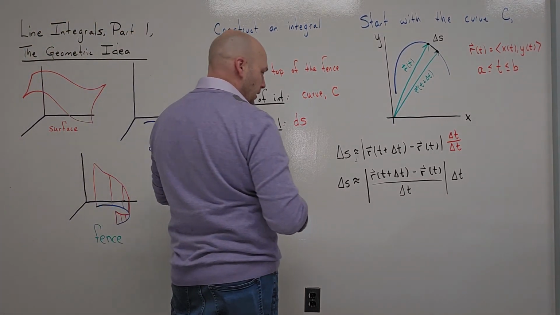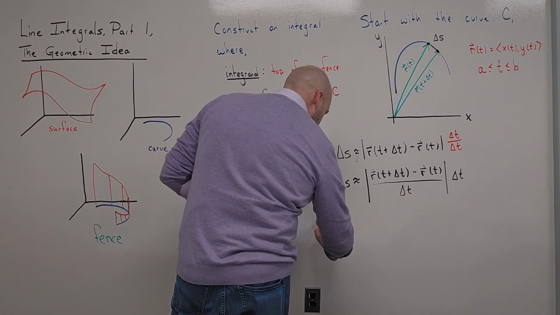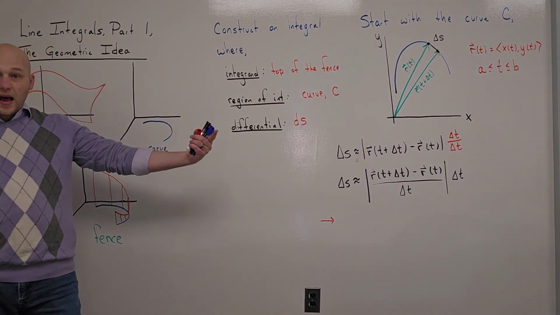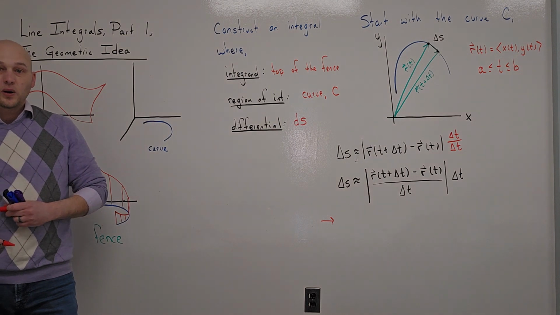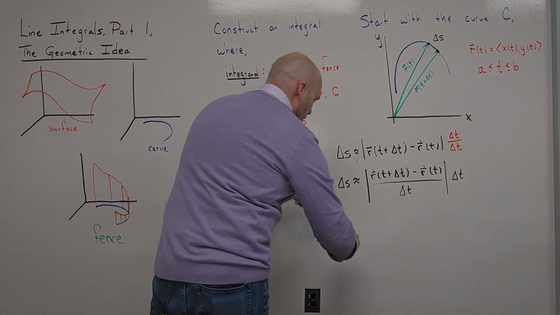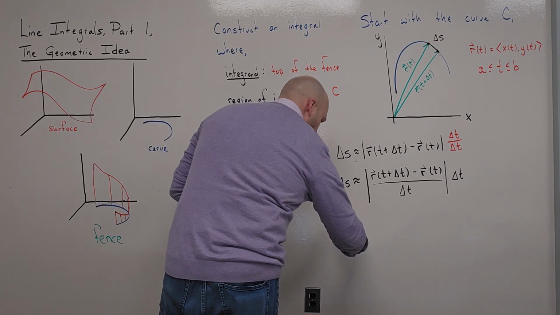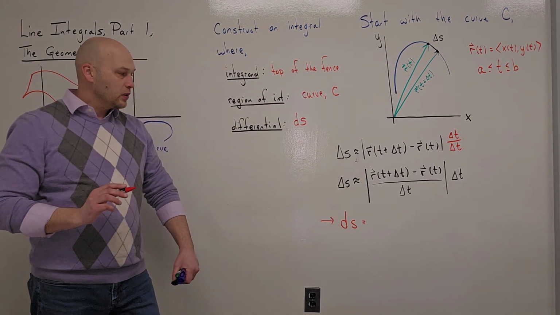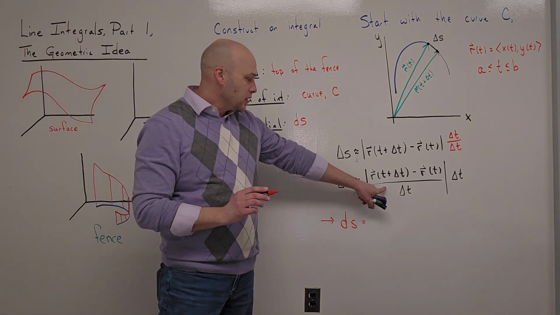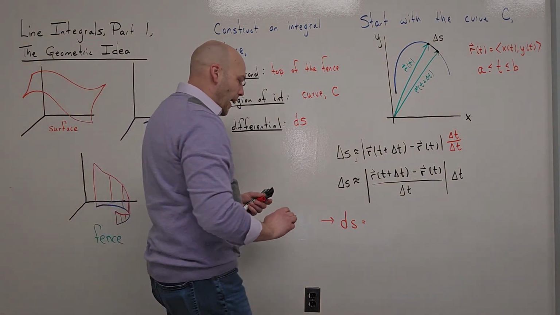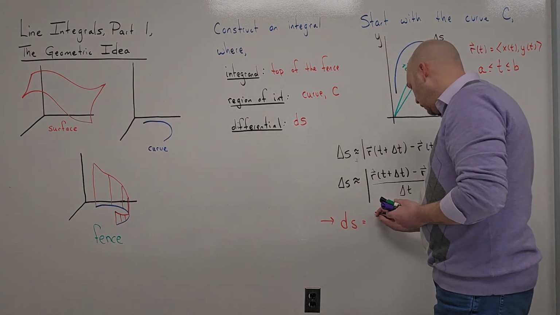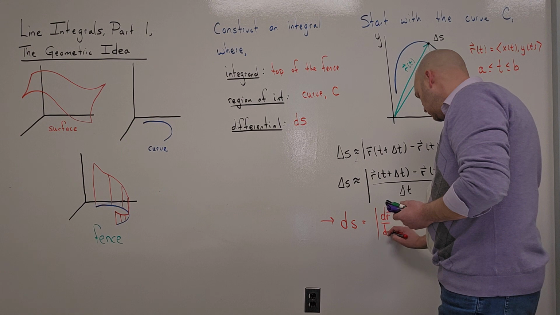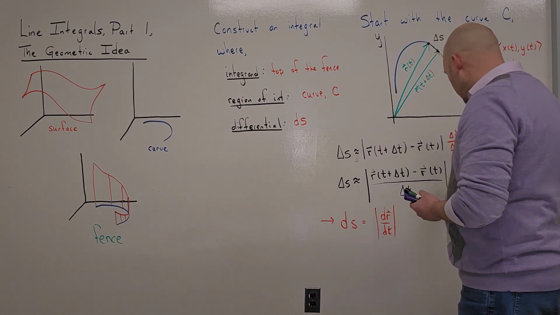So if we take the limit as delta t goes to 0, I'll just abbreviate that by that red arrow. What happens after I take the limit is the differential, delta s, is going to turn into a differential ds. If you look inside the absolute value bars here, this is the derivative of r, so this would be the magnitude of the derivative of r. And then delta t is dt.